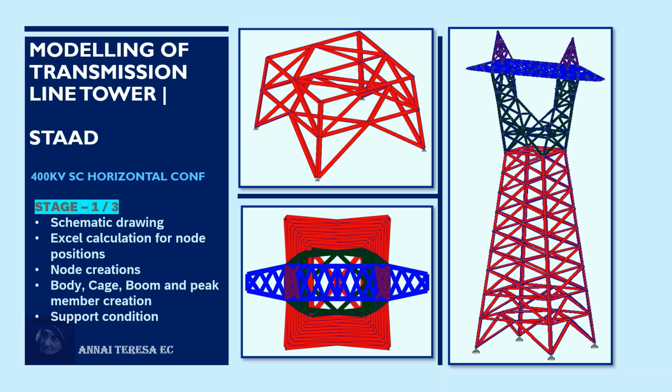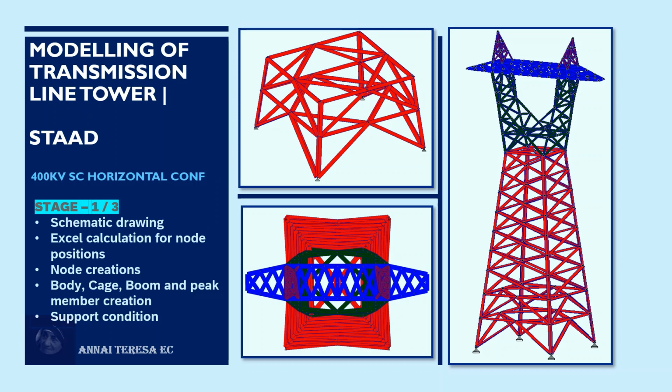the 3D view of this horizontal boom configuration of the 400 kV single circuit tower, and in the middle lower you can see the plan at the boom view. These are the typical hip bracing views in the top middle.